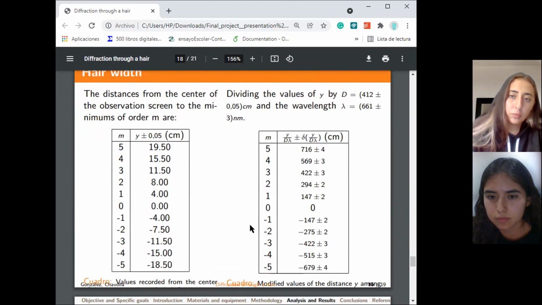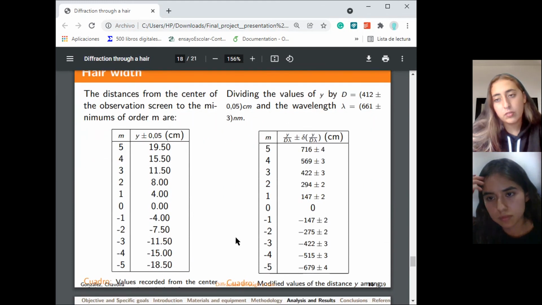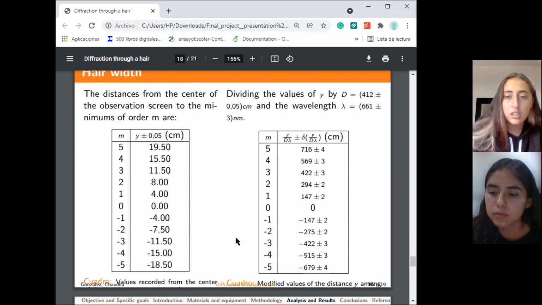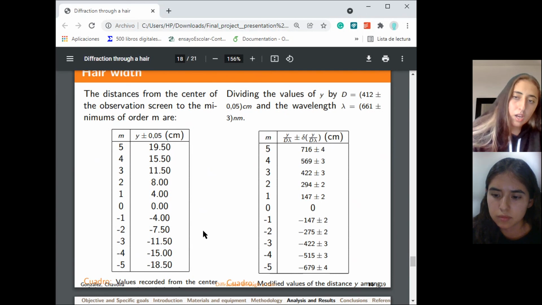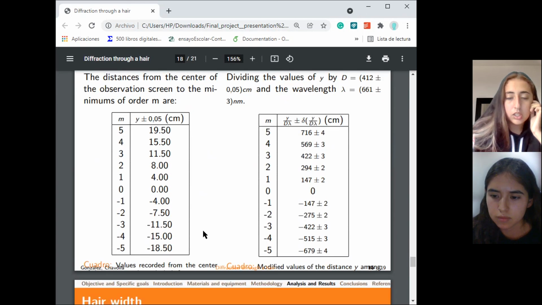And now that we know the wavelength of the radiation, we continue to obtain the width of the hair, as Sanya also did. We presented in the table the values of the distance from the center of the screen to the minimums of order n, and then we divided the values of y by the distance d and the wavelength, as we can see in the second table.